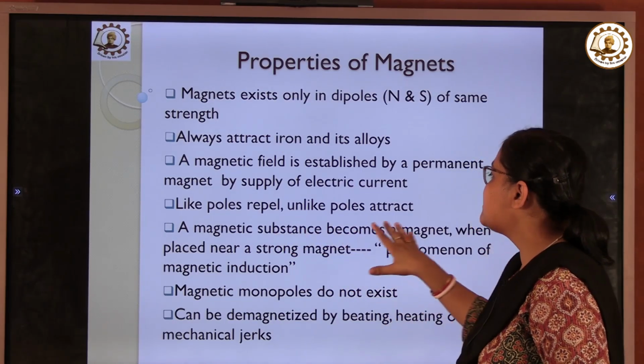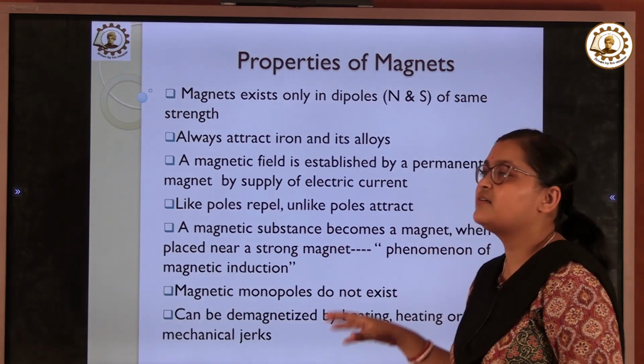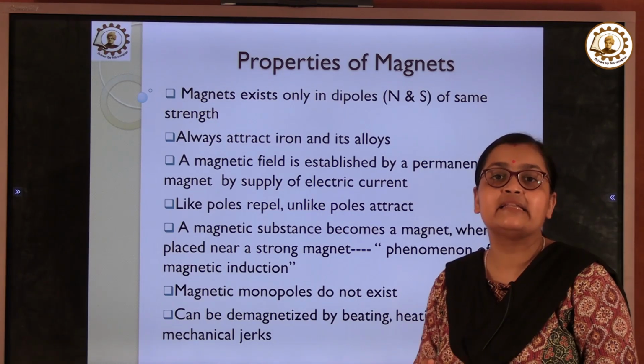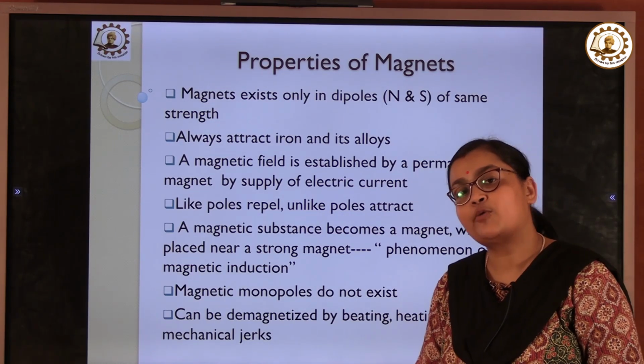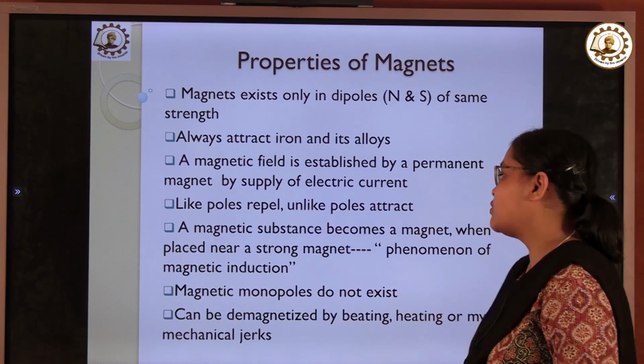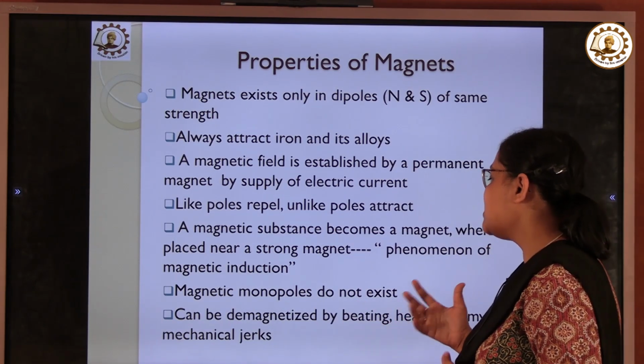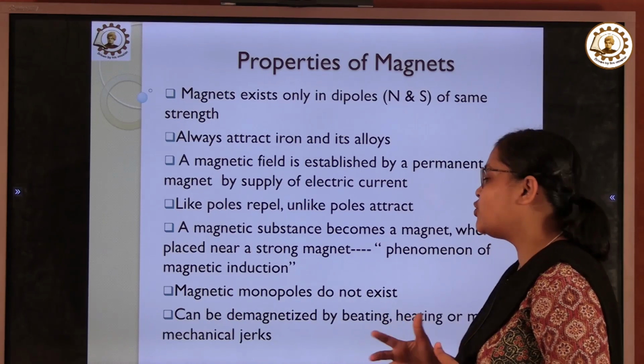A magnetic substance becomes a magnet when placed near a strong magnet. This phenomenon is known as magnetic induction, which is predominantly found in transformers also. And we can say that magnets can be demagnetized by heating or mechanical jerks.